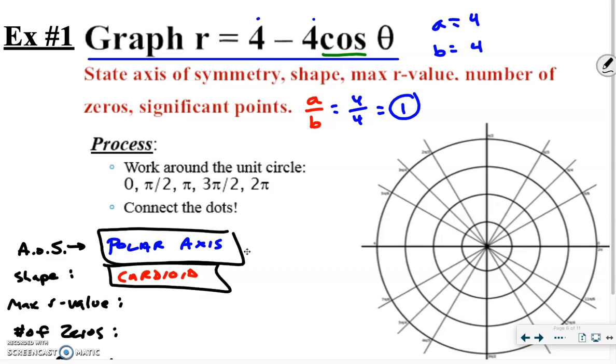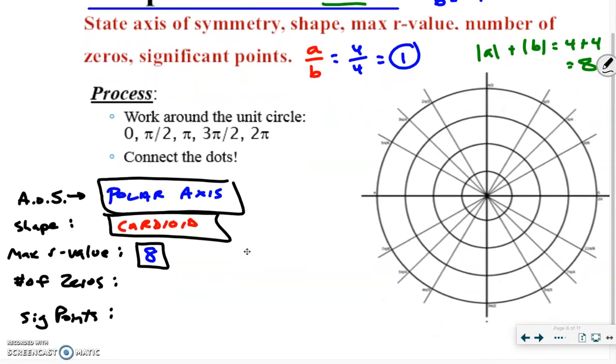The way we find the maximum r value is that we find the absolute value of a plus the absolute value of b. In this case, the absolute value of a is 4 plus the absolute value of b is also 4. Together, adding 4 plus 4 is 8. So the max r value is going to be 8.